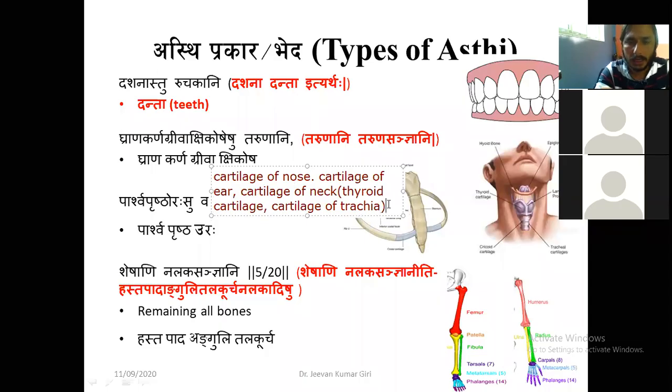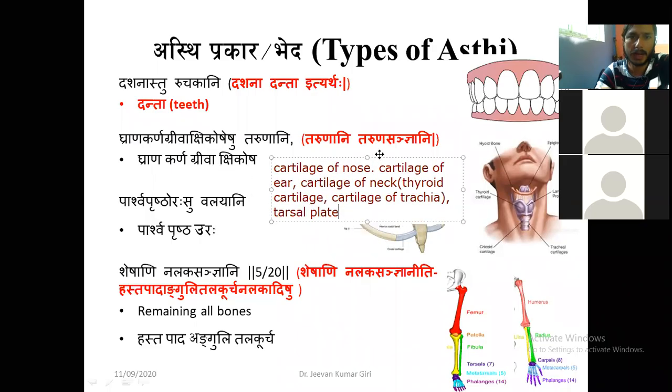Now the Akshikosha, that is within the eye. Here you will find the tarsal plate of the palpebra. Akshikosha is related to the eye socket, and inside that you will find the taruna asti. The name of that taruna asti is the tarsal plate. Just write it in brackets.